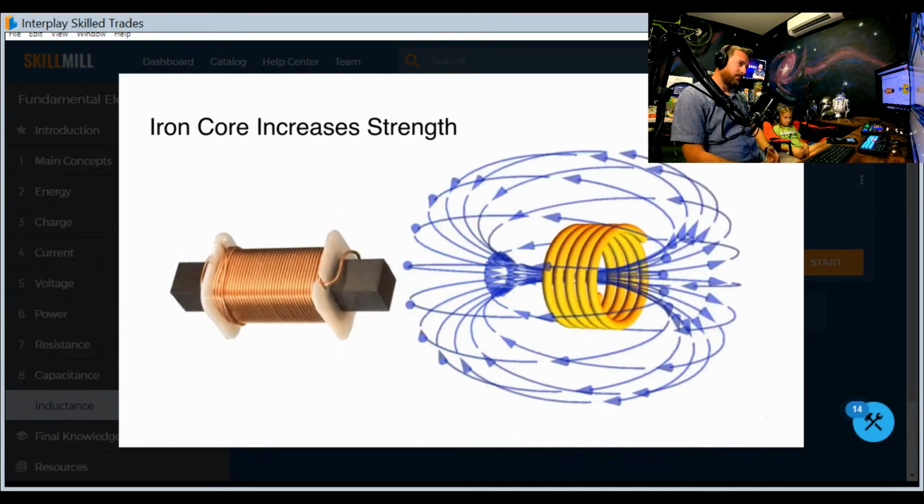To enhance the concentration of the magnetic field lines and the amount of energy, there's usually an iron core in the center of the coil.